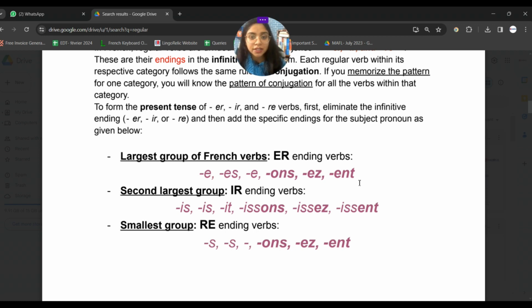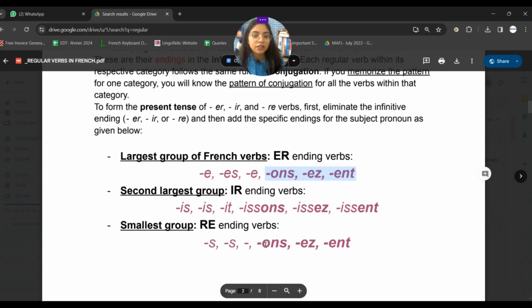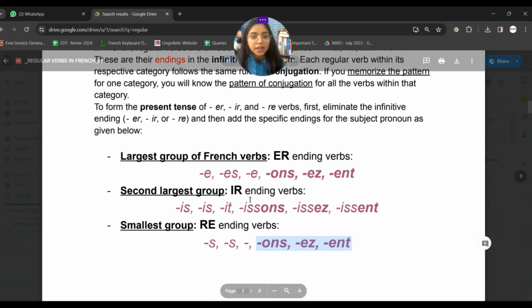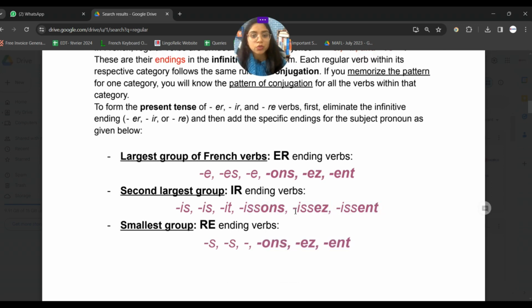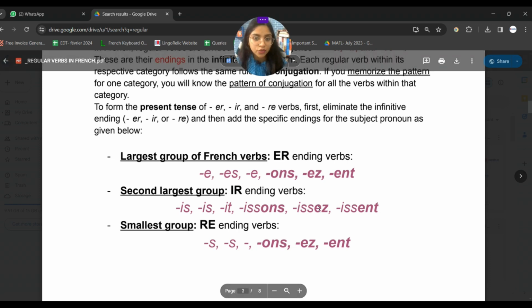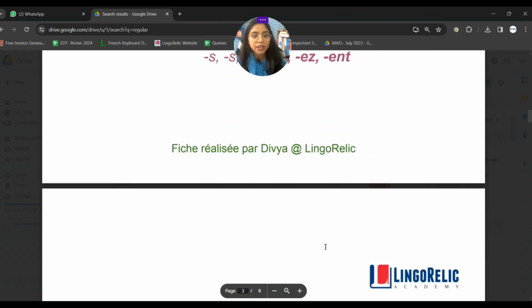Did you notice something? In the ER group verbs, the last three endings, and the RE group verbs, the last three endings, they are just the same. As for the IR group verbs, the endings are pretty much the same. All you need to do is put ISS in front of all of these three. Let's look at an example.